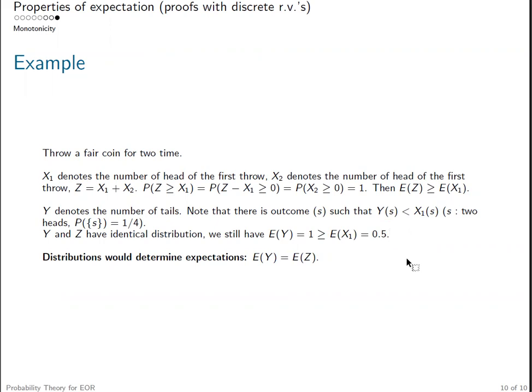Now, this is the example for monotonicity. And apparently, for the monotonicity, the results we can extend to general cases, at least as shown from this example.